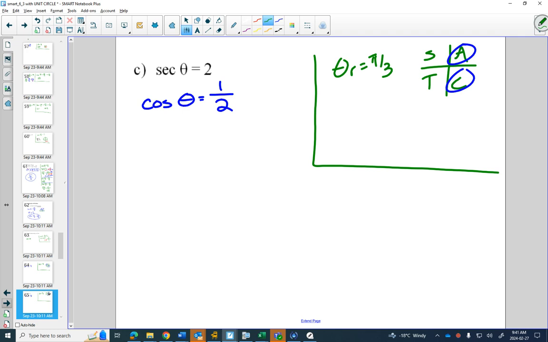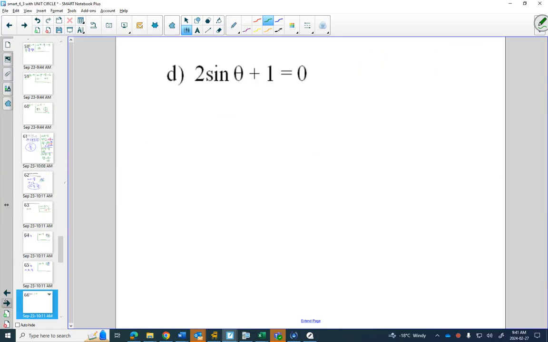So based on that, I can write down the answer. What is your pi over 3 family member in quadrant 1? It's pi over 3. What is my pi over 3 family member in quadrant 4? It is 5 pi over 3. Good? Or is it hurting the brain a little bit? Okay?